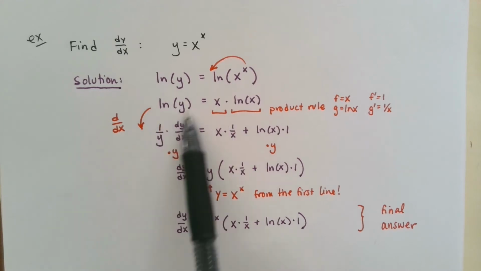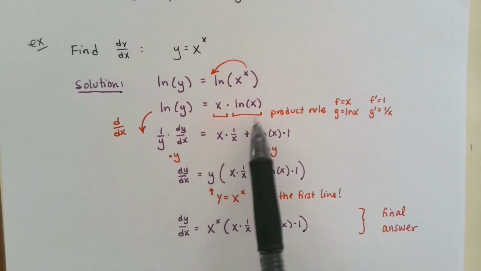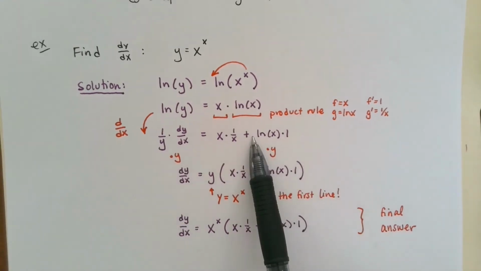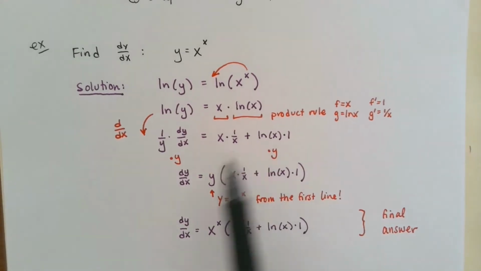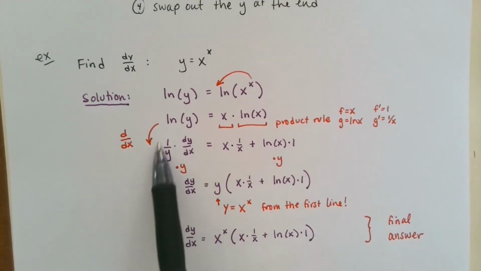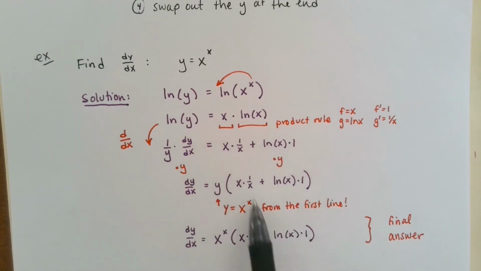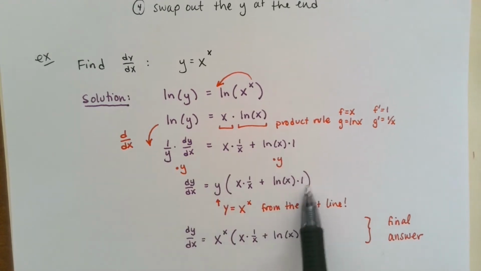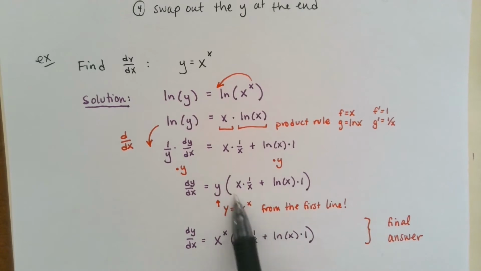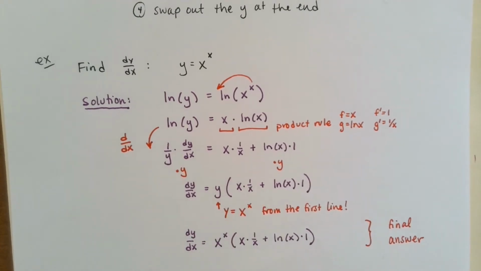So ln of y, ln's derivative is 1 over x, so we got 1 over y dy dx. On the right-hand side, we use the product rule. Then to solve for dy dx, you multiply both sides by y, just to get rid of this 1 over y. So I have y times the whole right-hand side. Make sure you always include this big set of parentheses. Otherwise, you would just have y on the first term, which isn't quite what you mean.